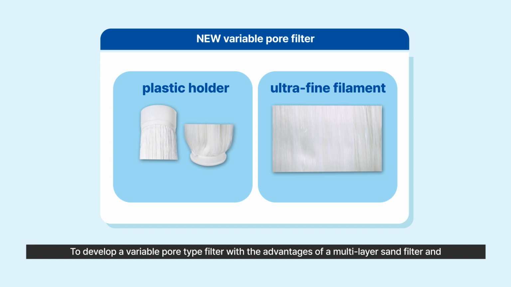To develop a variable pore-type filter with the advantages of a multi-layer sand filter and the excellent filtration performance of the pre-coated filter, we used an ultrafine filament with a diameter similar to the diameter of the coating powder for the pre-coated filter as the filter medium. To prevent leakage of the filter during backwashing, each end of the ultrafine filament is fixed with plastic holders.